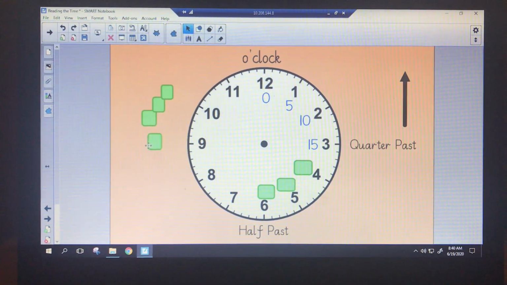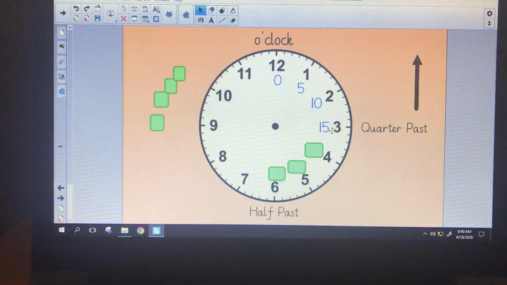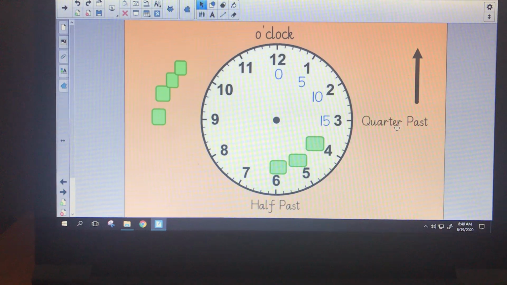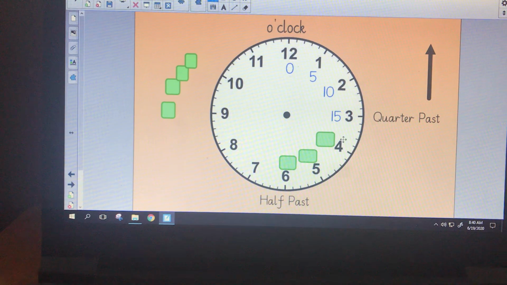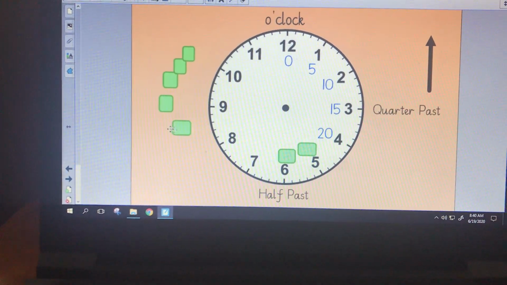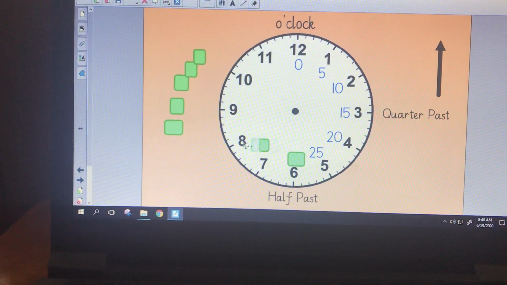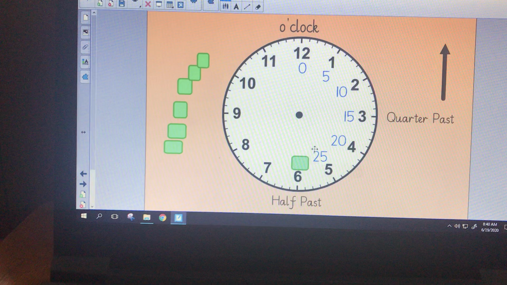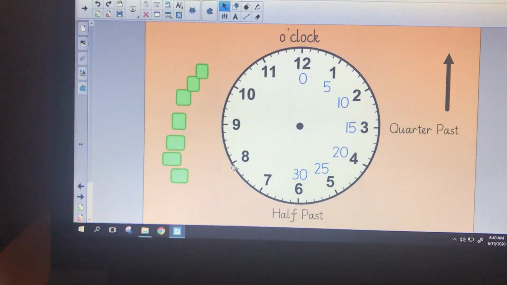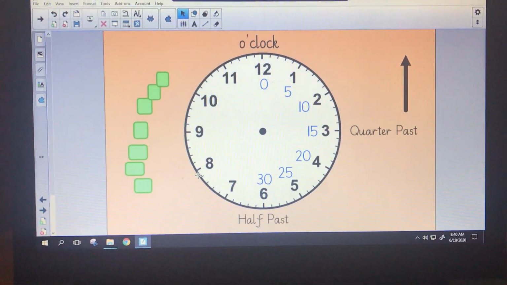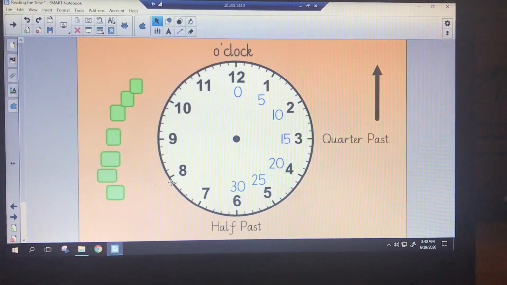Moving round to number 3, we could say 15 minutes past the hour, but we tend to use the language quarter past. 15 minutes past is accurate, but we tend to use the language quarter past. Moving round, the 4 is the same as being 20 minutes past the hour, and the 5 is 25 minutes past the hour. When we get to the 6, we say it is 30 minutes past the hour, but we usually say half past instead of 30 minutes.